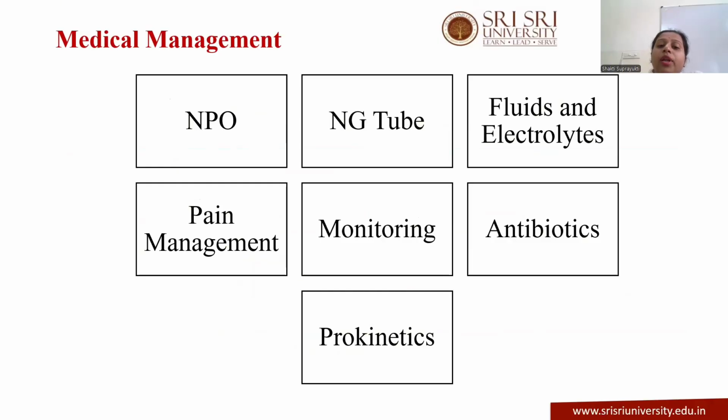And provide fluid and also maintain electrolyte balance. Then provide pain management like analgesics, and avoid opioids because they reduce the bowel motility. Then monitor the vital signs properly and also detect whether dehydration or shock is present. Then provide antibiotics if infection is present. And lastly we provide prokinetics. In prokinetic medication such as metoclopramide, it may improve the bowel motility.